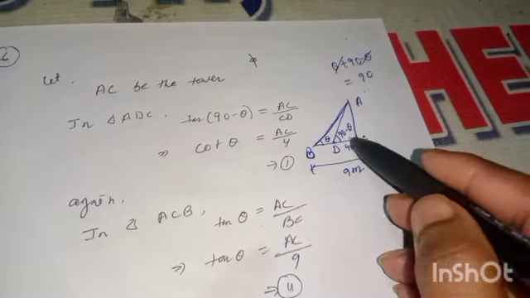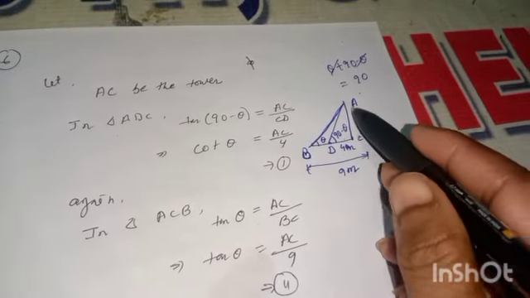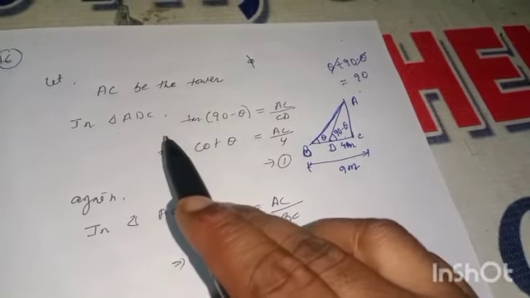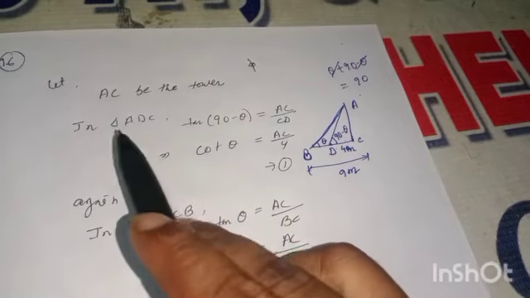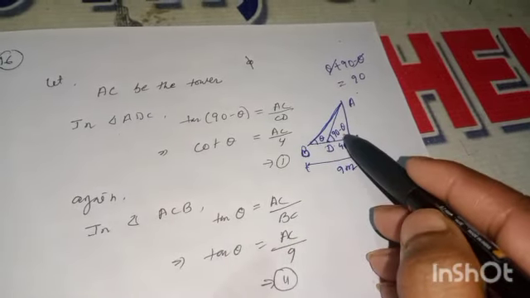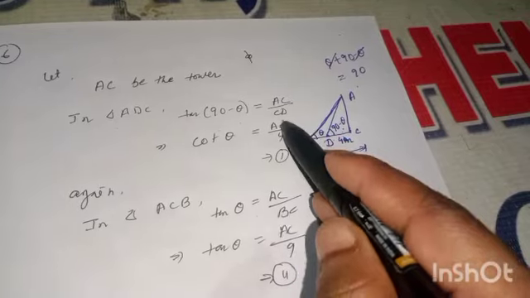So here the bases are given, and the perpendicular is AC. So use trigonometry. In triangle ADC, 90 minus theta is there. So tan 90 minus theta is AC by DC.